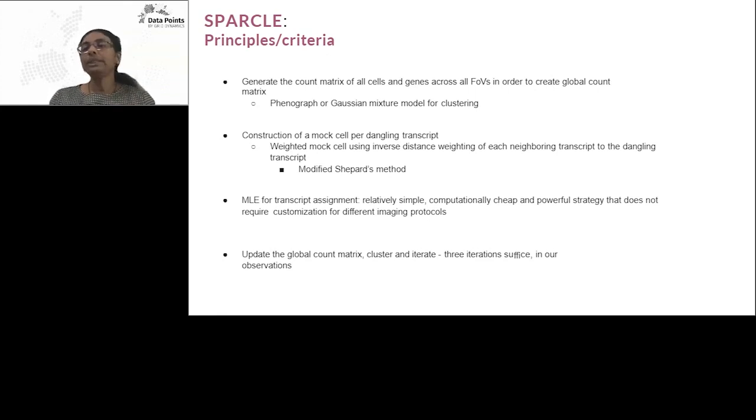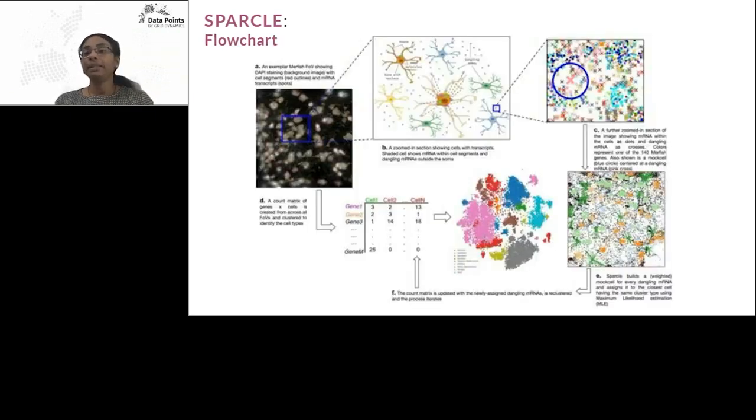In our observations, just 3 of those iterations were enough to recover a lot of these dangling transcripts to the cells. This is a flowchart in case anyone is interested for a take-home message. Again, an image of a MERFISH, a zoomed-in image here, which shows the different kinds of cell types. Again, another zoomed-in version here showing the different transcripts that are both inside and outside the cell.